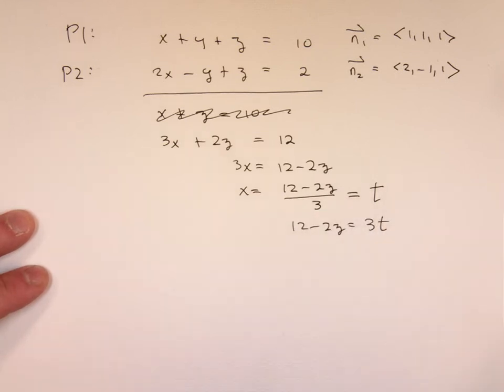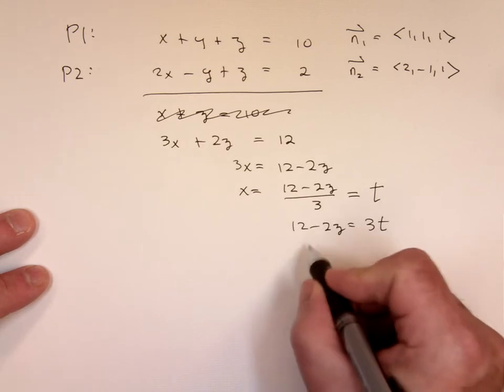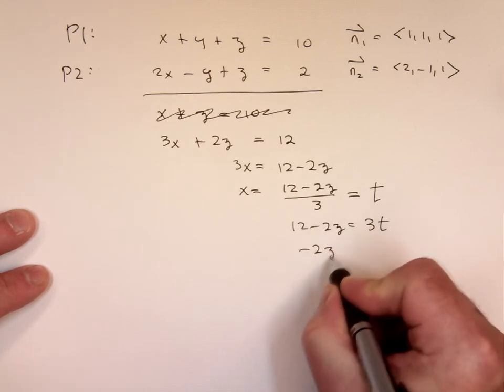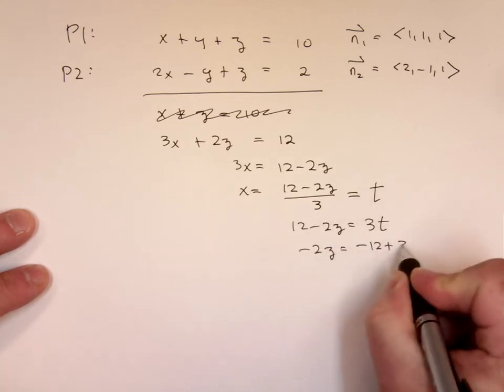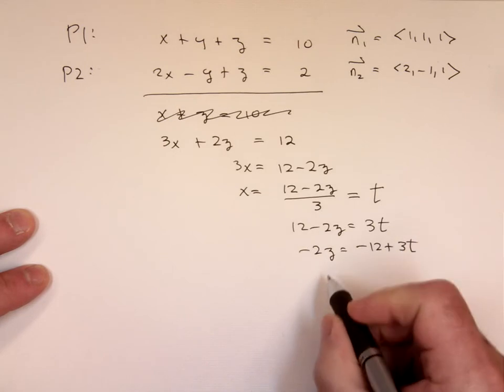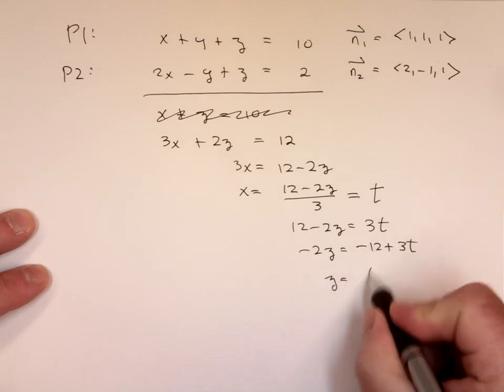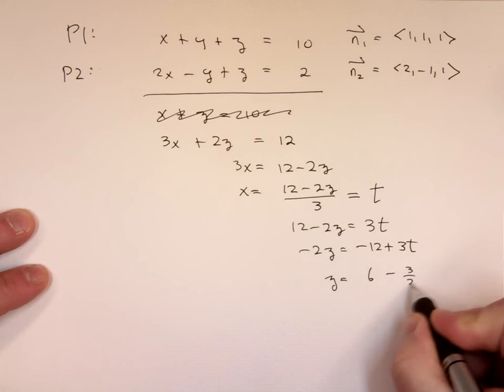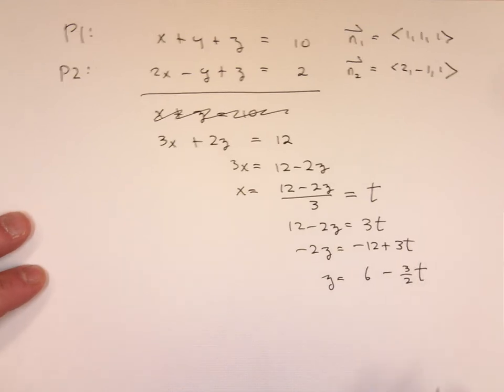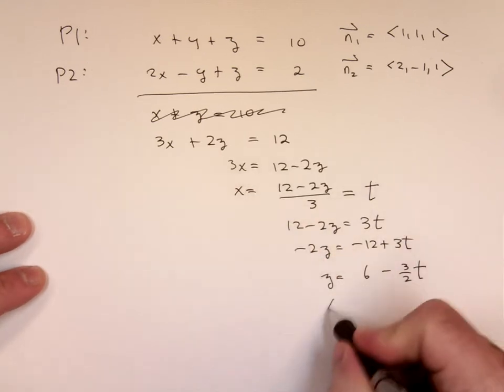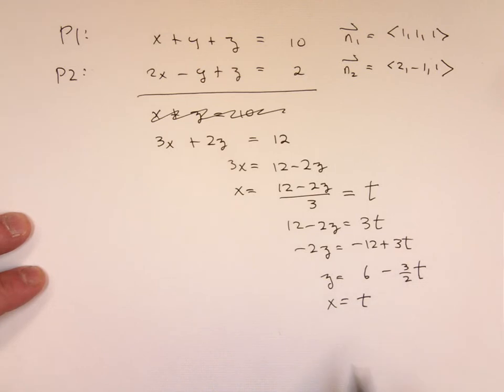Subtract the 12. Negative 2z is equal to negative 12 plus 3t. And divide by negative 2. So z is equal to 6 minus 3 halves t. Okay? So I've got x equals t. Z equals 6 minus 3 halves t.